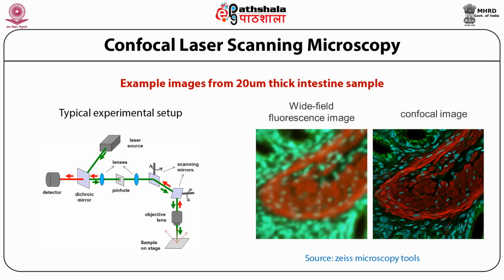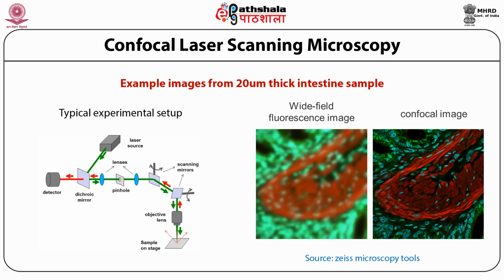The typical experimental setup that is used in confocal laser scanning microscopy is shown here. You have light coming from a laser source that is reflected from a dichroic mirror, then it is focused onto a pinhole, and then by using two scanning mirrors and an objective lens, it is sent to the sample. The sample emits light, the fluorescence light in this particular example, and that fluorescence light is collected back by the objective, sent back to the dichroic mirror, and the dichroic mirror is such that it transmits only the fluorescence light, and the transmitted light is collected at a photodetector.